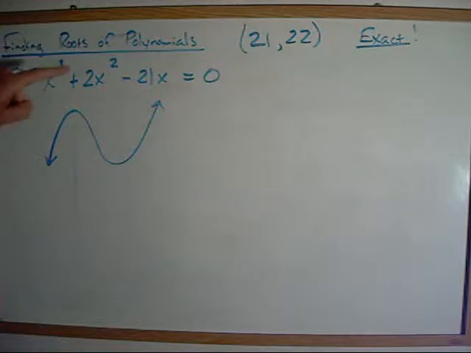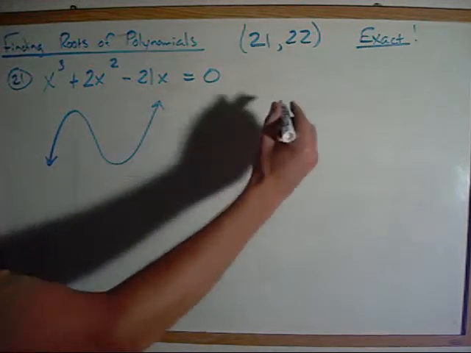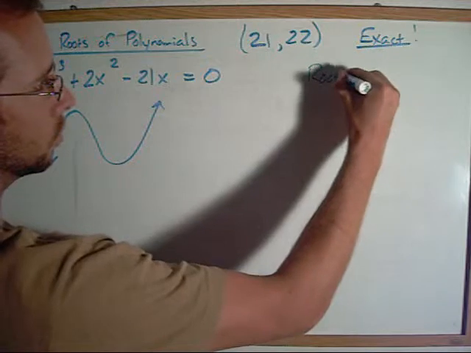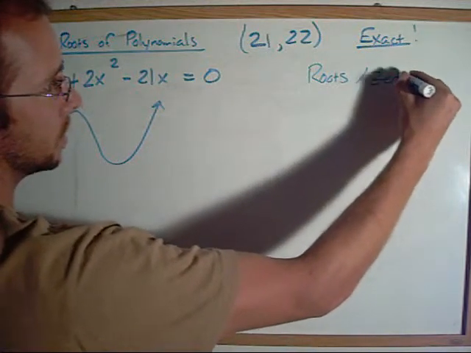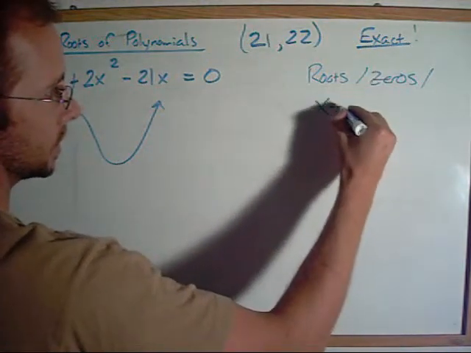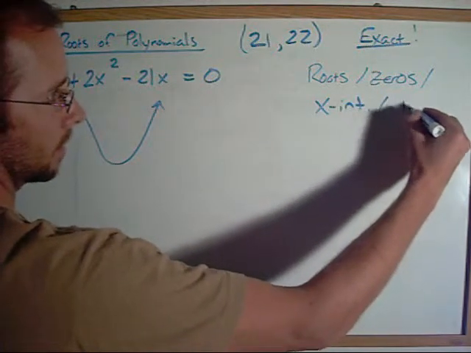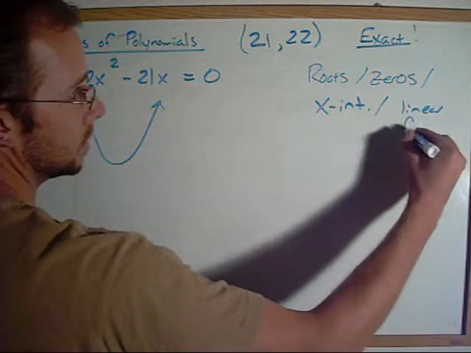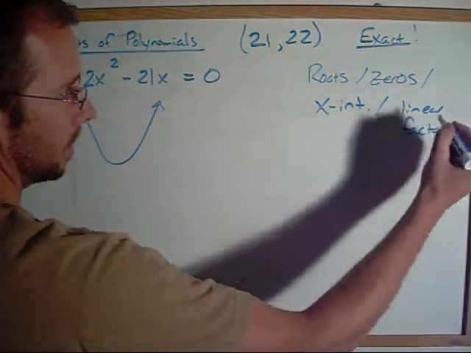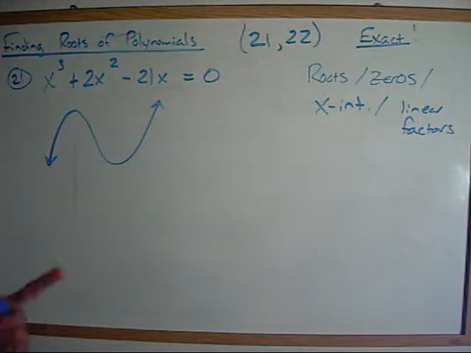Alright, roots are also known as zeros. They're also known as x-intercepts. They're also related to linear factors. So we've got 4 things we can call the same sort of idea, and they all have their own context, but they're all pretty much related to the same idea.